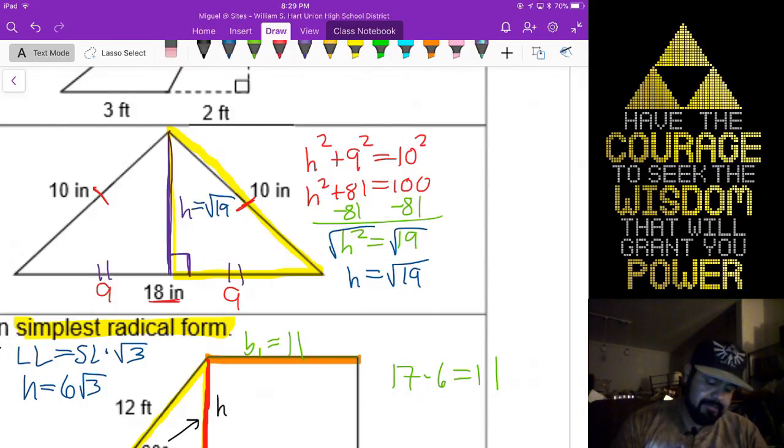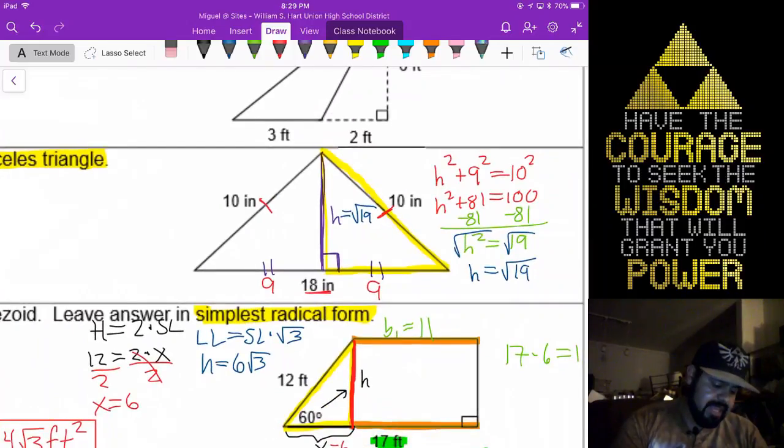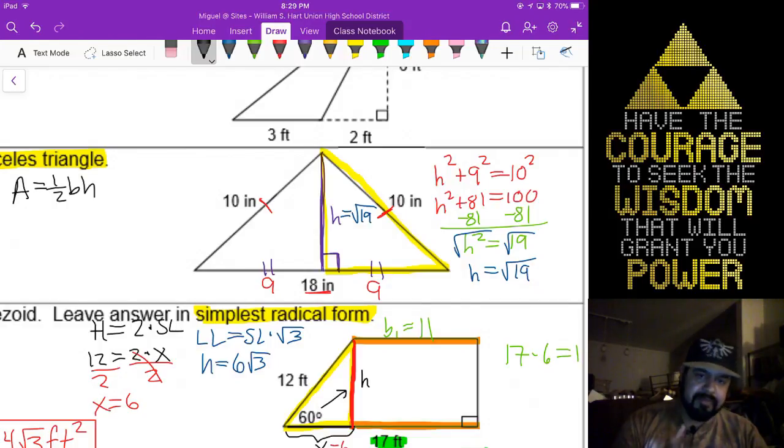So check this out. We can go ahead and say area equals 1/2 base times height. Again, remember the 18 was the entire base. Don't say 9 is the base. Don't say 9 plus 18 plus 9 is your base. We're just going to use the 18. So we're going to say 1/2 of 18 times our height of the square root of 19.